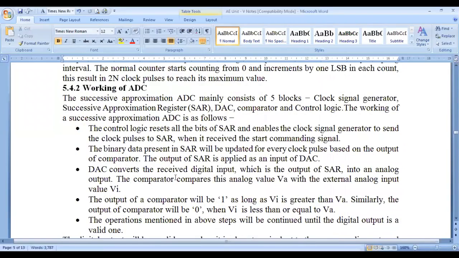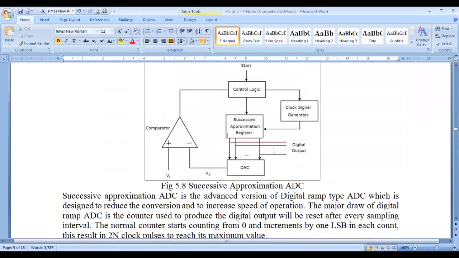Now the DAC converts the received digital input, which is the output of SAR, into an analog output. Whatever value is available here will be given to the DAC, which gives the analog format to the negative terminal. And this one is a positive comparator. Initially, VI will be greater than VA. When VI is greater than VA, the successive approximation register will be updated by the generated clock signal, and the total process continues in a cyclic manner.